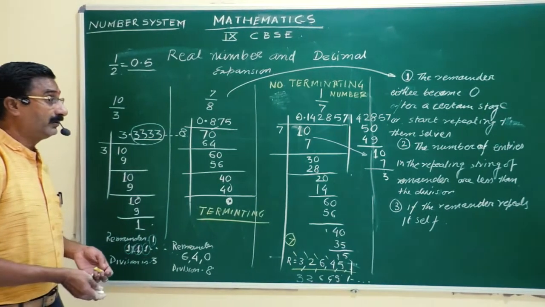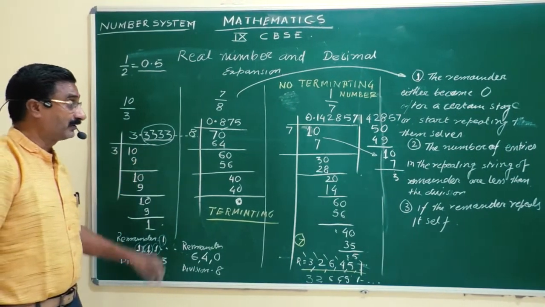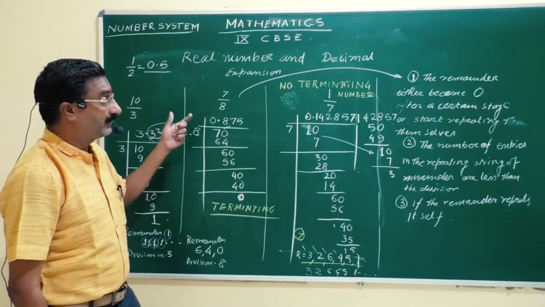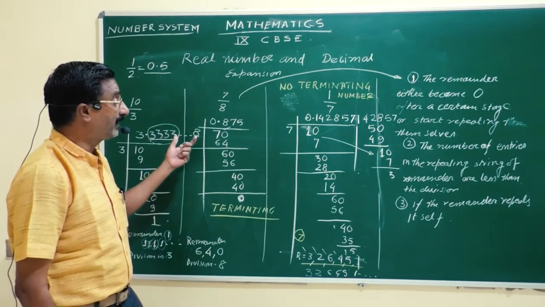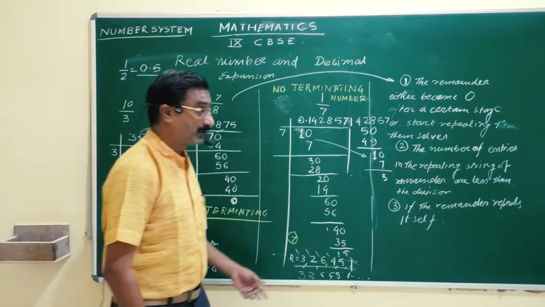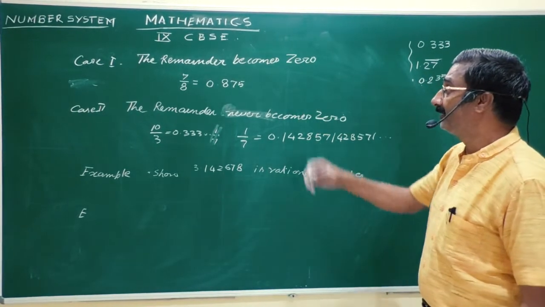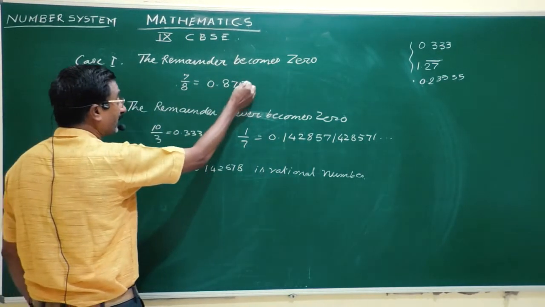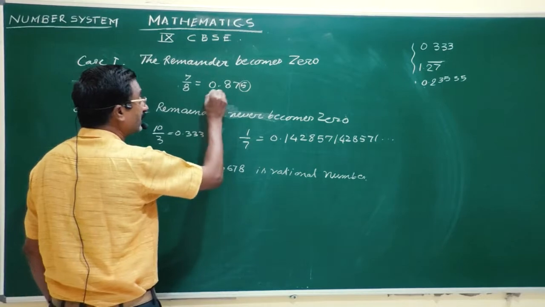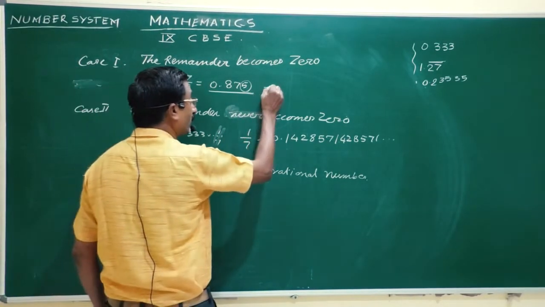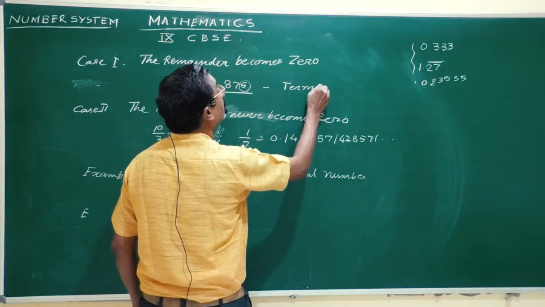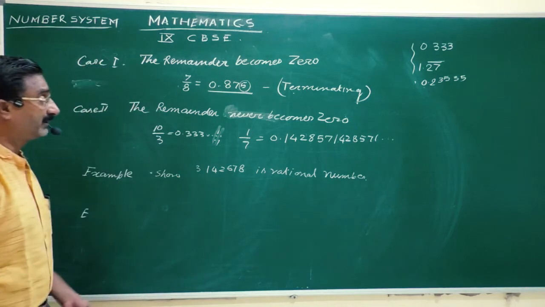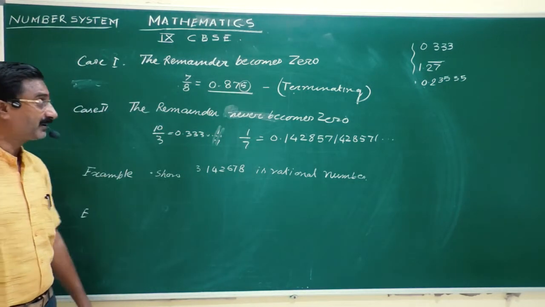So what are we getting? We are getting three types of numbers among the real numbers, in which we are considering rational numbers, and we can divide it into rational and irrational numbers. In case 1, the remainder becomes 0, as we discussed in the case of 7 by 8. After 5, meaning 0.875, the remainder becomes 0. So this is called terminating, meaning it is terminated at this point as the remainder becomes 0.